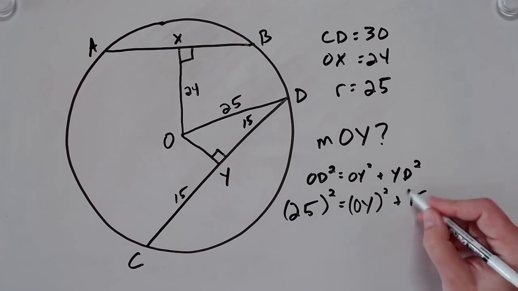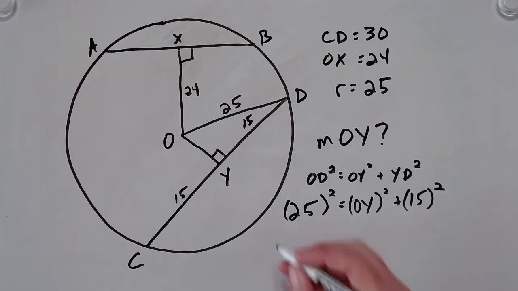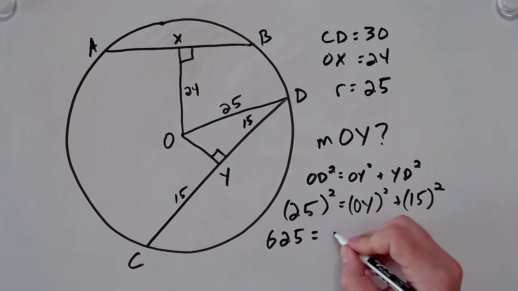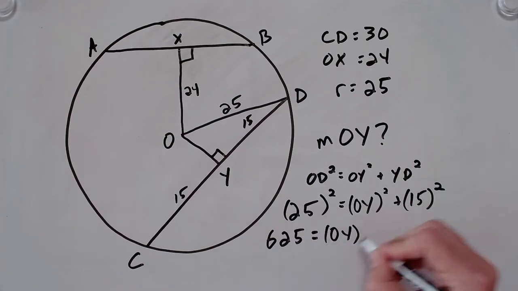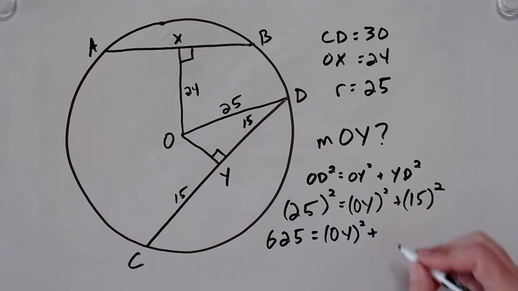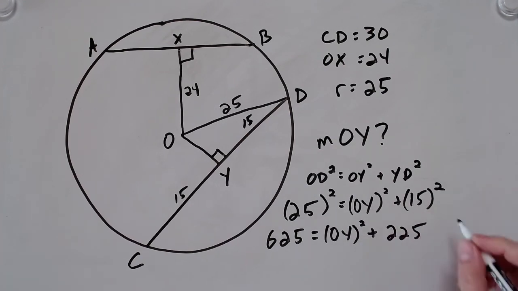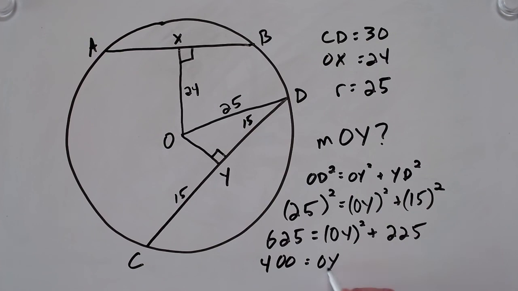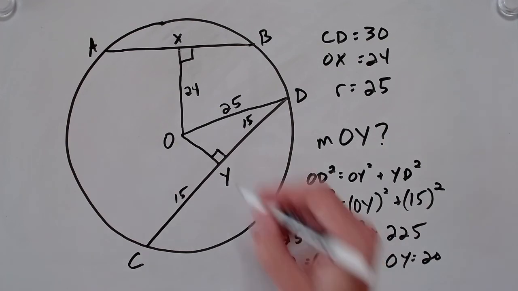So 15 squared. This is 625. And we'll just write OY squared again, plus 225. If we subtract 225 from both sides, we get 400 equals OY squared. If we take the square root of both sides, you can find out that OY is equal to 20. 20 times 20 is 400. So here we go.